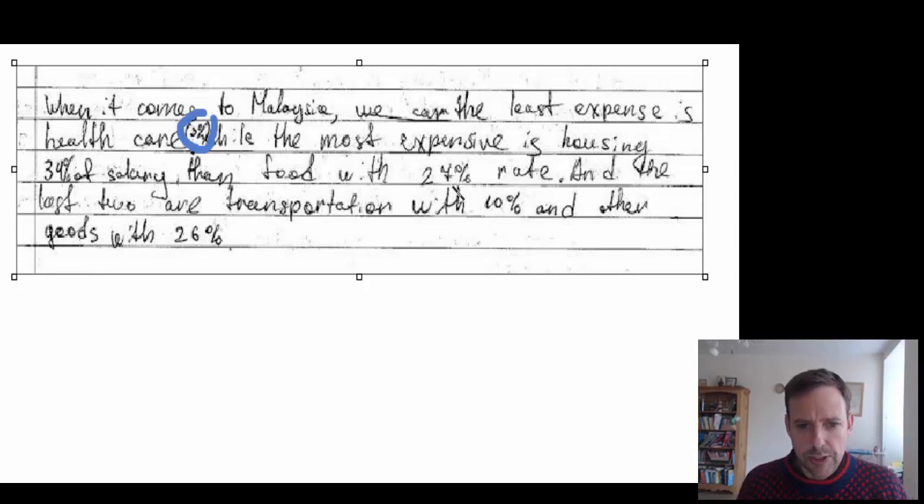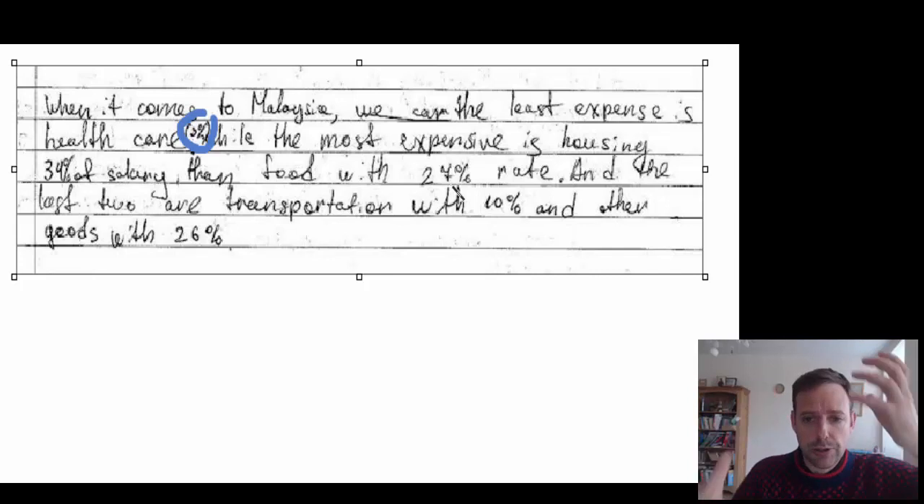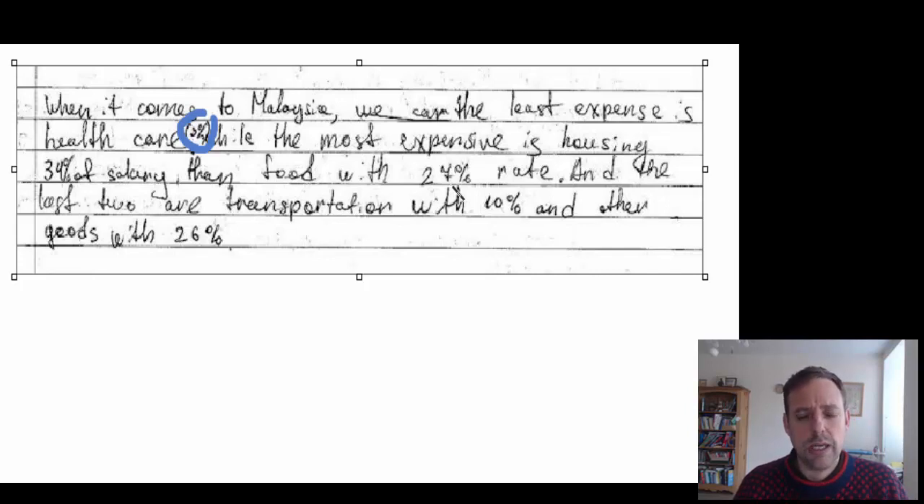While the most expensive is housing. So this is already better. I know straight away there's some comparison going on here. The least expensive is healthcare. The most expensive is housing. Again, one of the problems is the most expensive. It's better to clearly define it at the beginning: the most expensive in terms of percentage of expenditure is housing. But I mean, I suppose that's 34% of the salary.